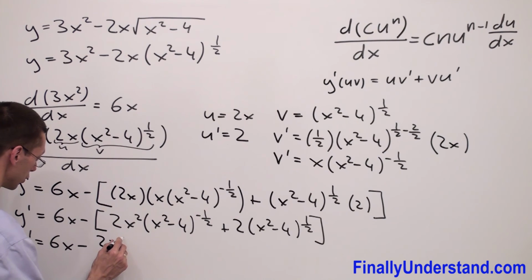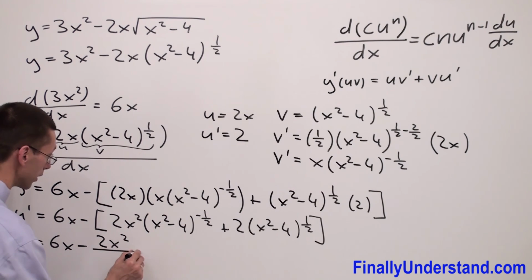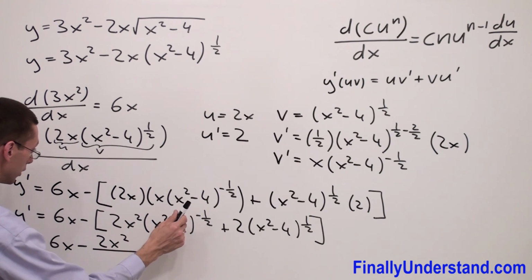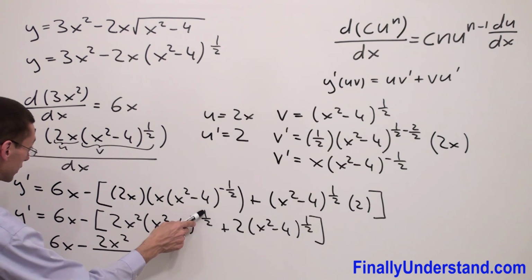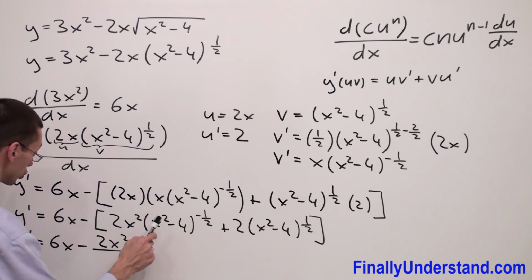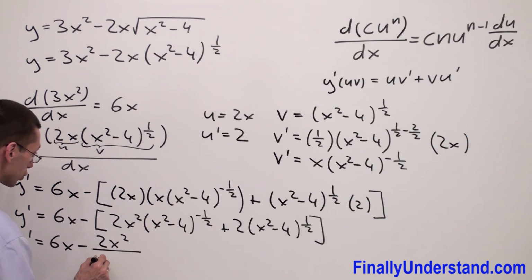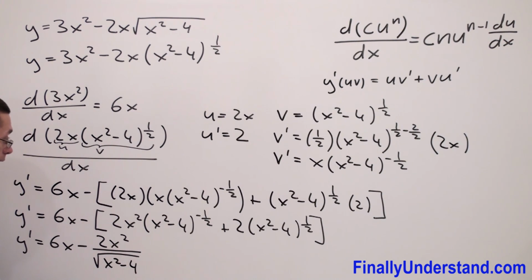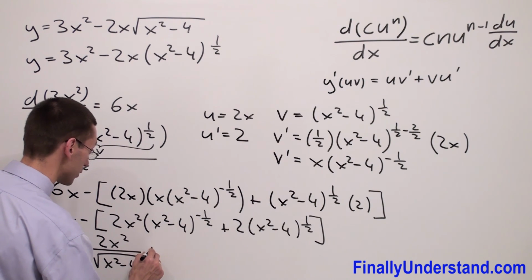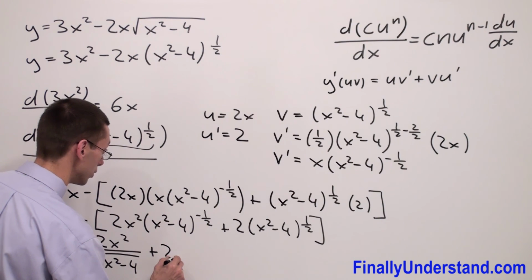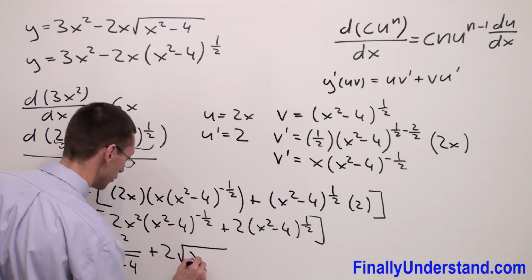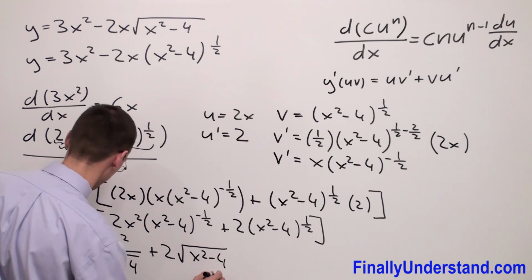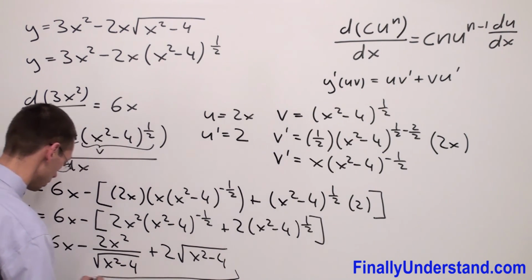2x squared. I'm going to convert the negative exponent to positive, and don't forget that this is 1/2, so this is a square root. Okay, instead of writing (x squared minus 4) to power 1/2, I'm going to write that this is the square root of x squared minus 4, plus 2 square root of x squared minus 4. And this is the solution to my problem.